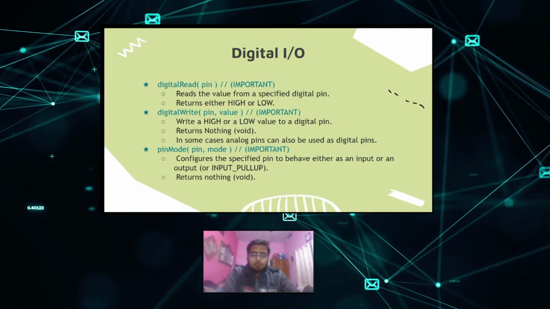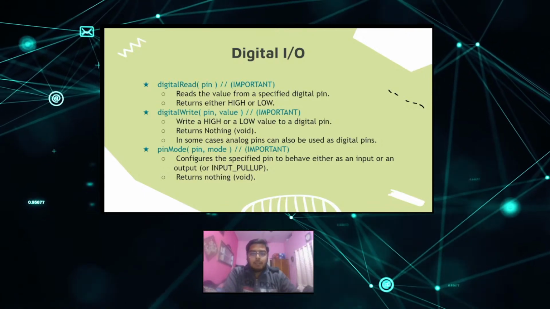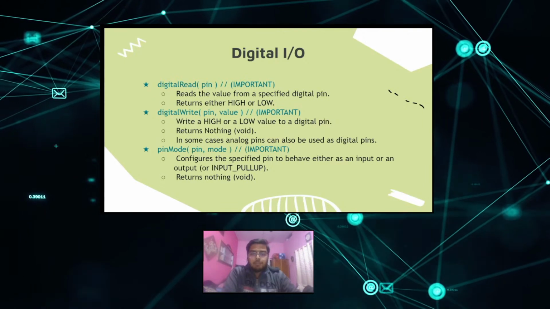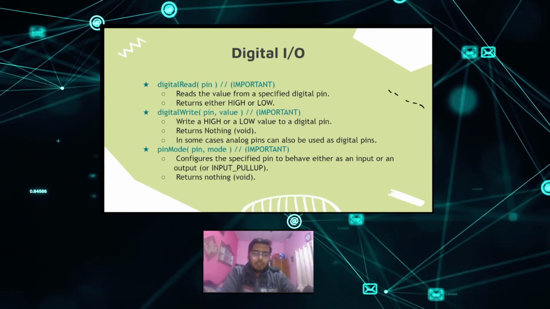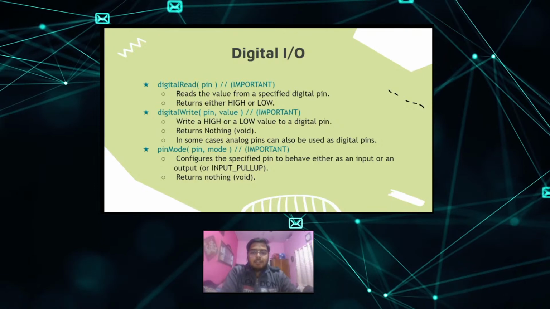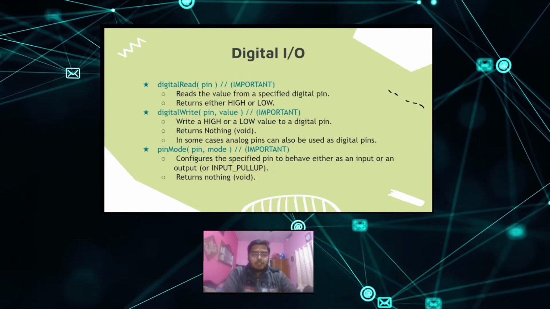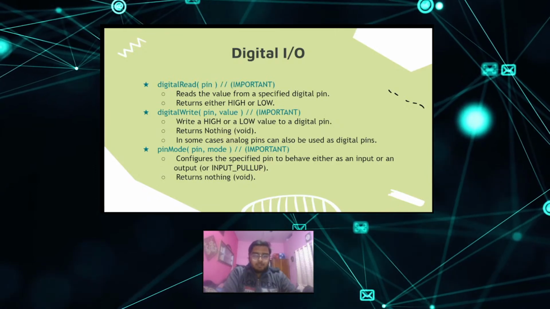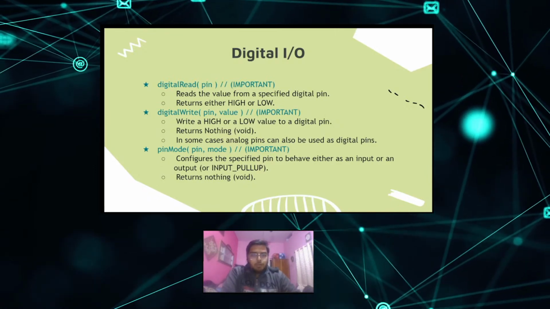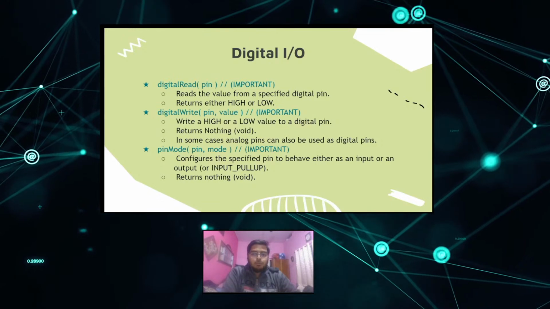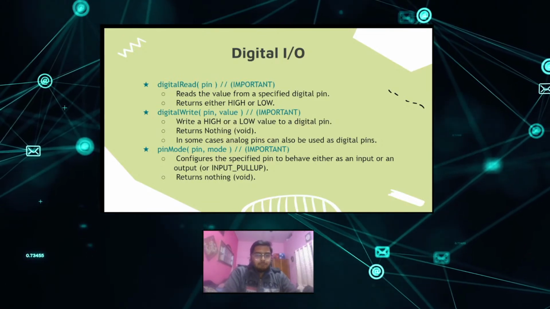Mode can be given as INPUT, OUTPUT, and INPUT_PULLUP. INPUT_PULLUP effectively inverts the behavior of the input mode, where HIGH means the sensor is off and LOW means the sensor is on. This function's return type is also void, as with digitalWrite. You can note that this function can also be used for the 6 analog pins.